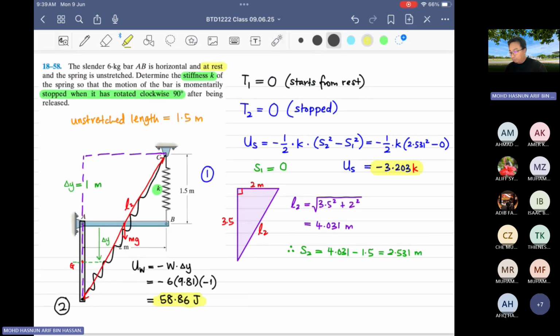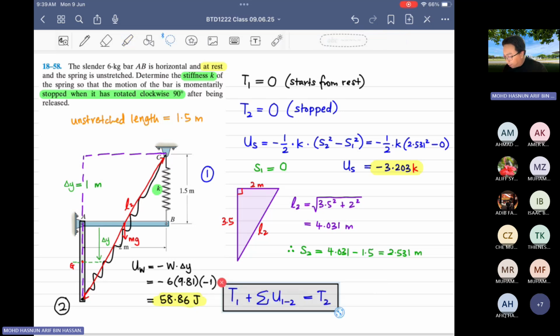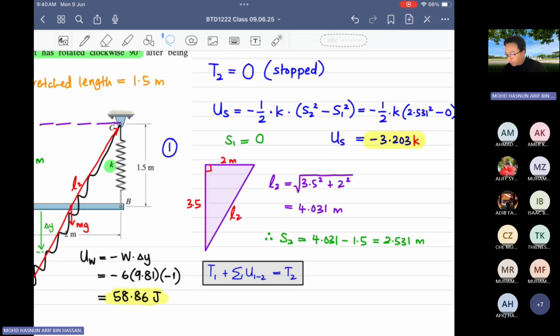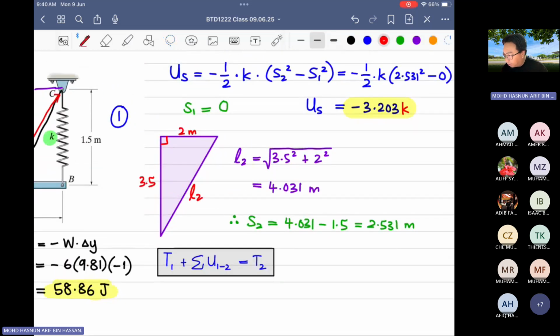Okay, so we have the two works done. We have the kinetic energy, T1 equals 0, T2 equals 0. We can then go back to this equation of the principle of work and energy. All right, so T1 equals 0 plus 58.86 and then minus 3.203 K equals 0.